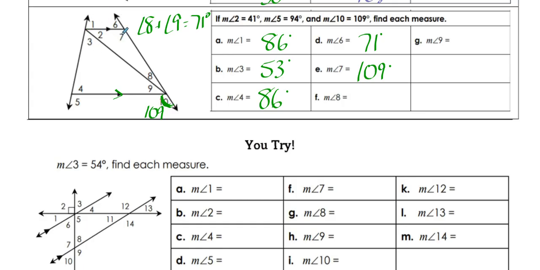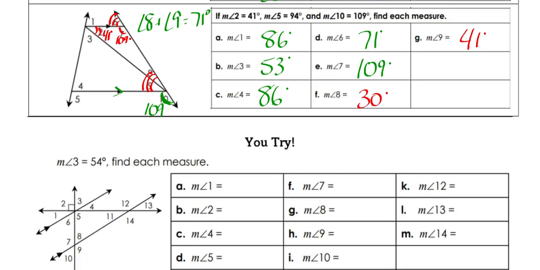The interior angles of triangles, this angle and this angle. The inside angles of this triangle have to add up to 180. We found out that angle 7 is 109, angle 2 is 41. So angle 8 has to be the rest of that 180. 180 minus 109 minus 41 gives us a leftover amount of 30. So angle 8 has to be 30. And we know that these two add up to 71 because they're corresponding with angle 6. So the leftover part there has to be 41 degrees.